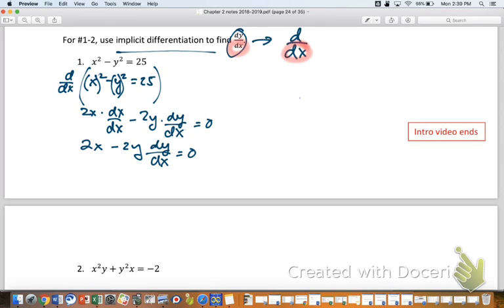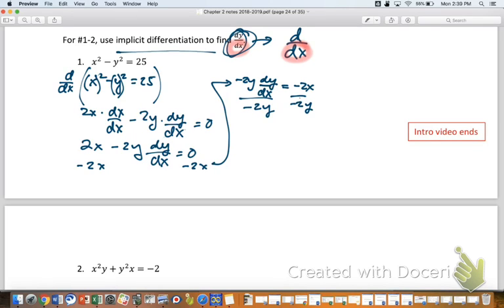Now the end goal, and this is what you were asking for. Remember, the end goal is to find dy/dx. We could just solve for it, right? Yes. So what I would do is subtract 2x from both sides. That's going to give me negative 2y dy/dx equals negative 2x. And then how would I finish this? Divide by negative 2y, because remember, the goal is to get the dy/dx all by itself. So I divide by negative 2y and divide by negative 2y. This gives me dy/dx equals, well, the negative 2's just cancel out. We get positive x over positive y.